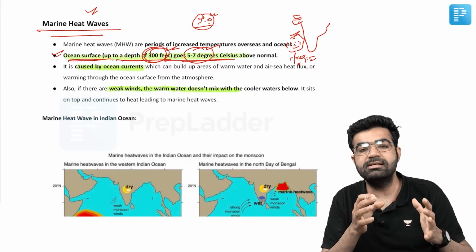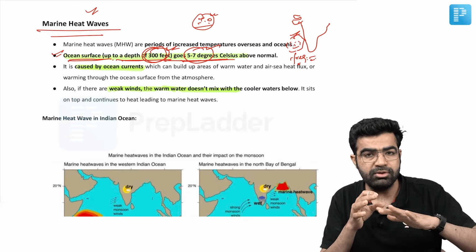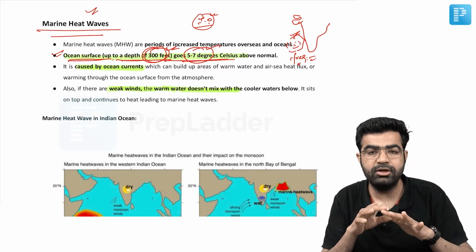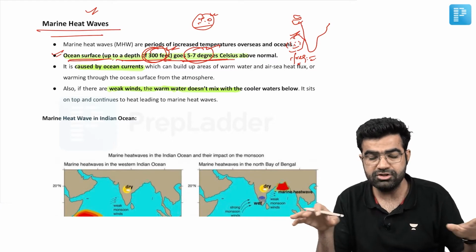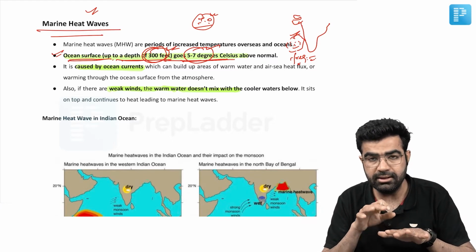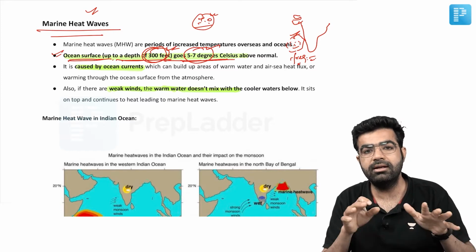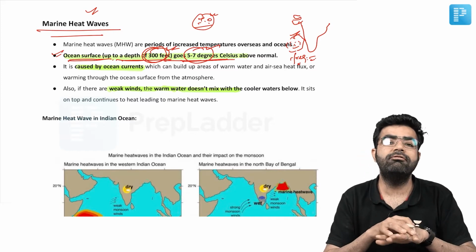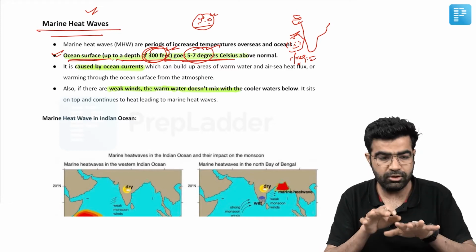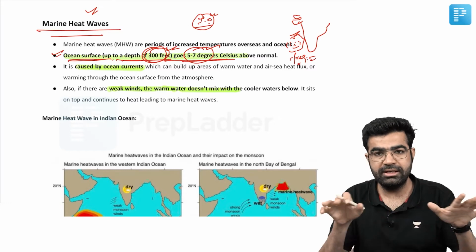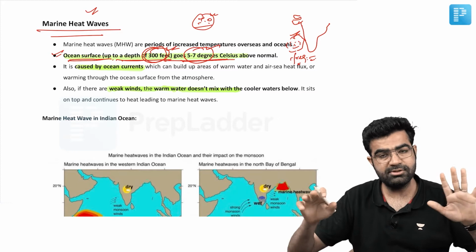Now the question is why it is getting warmer. The answer would be because the ocean currents are not distributing the temperature or the heat in a very efficient way. Then again the question is why they are not doing so. Because of the weak wind patterns also. One thing is this: because of the weak winds, ocean currents are not able to distribute this temperature throughout the region. This could be one reason.